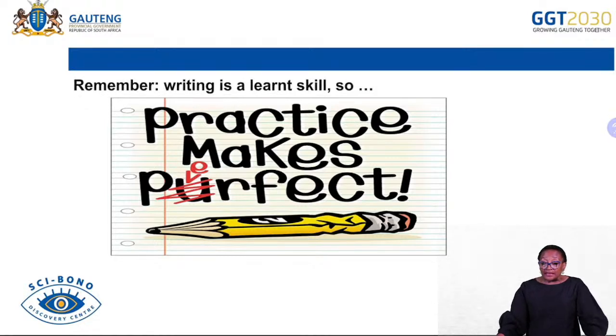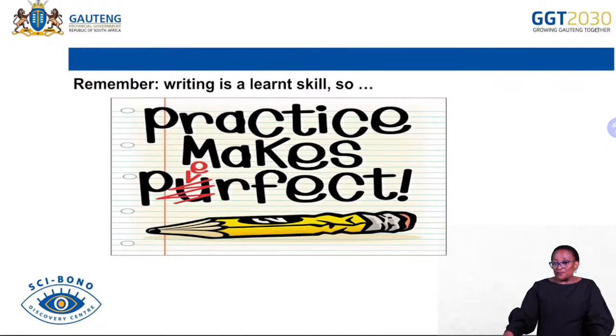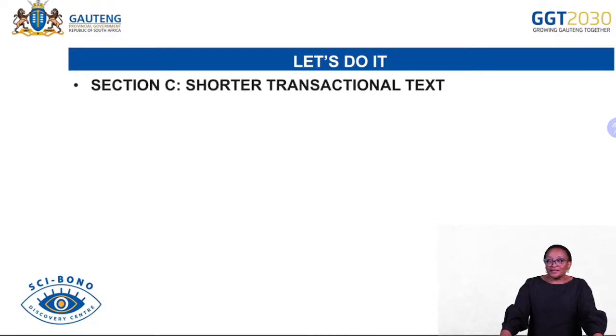Remember, writing is a learned skill. So we need to practice and practice and practice. Why? Because practice makes perfect. So let's do it now. Let's practice. Let's look at section C and do this activity.